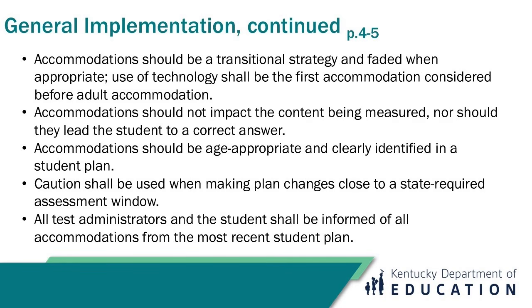The use of technology shall be the first accommodation considered before adult accommodations, for example, reader or scribe, if feasible. A shortage of workstations, software, physical space, or training shall not be used as a reason for failing to provide assistive technology as an accommodation.